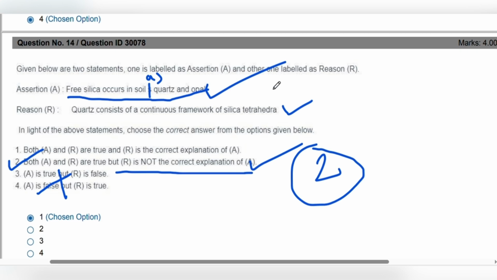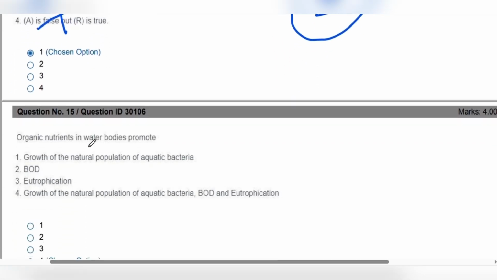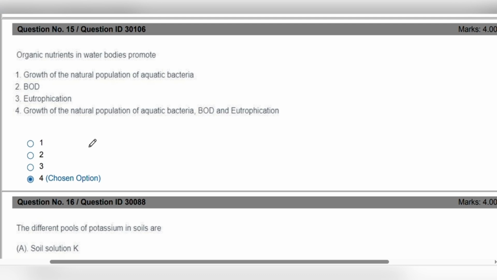For these questions, you have to be very, very careful. These are very important questions and you should not miss these questions in your exam. Fine. Coming to the next question.